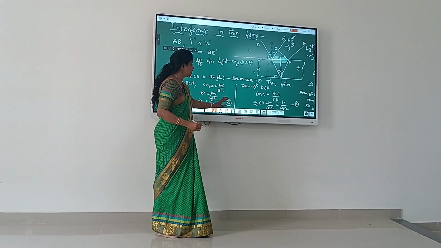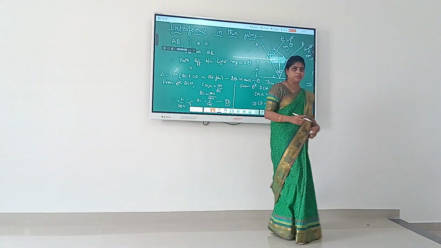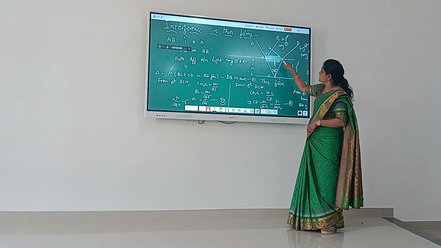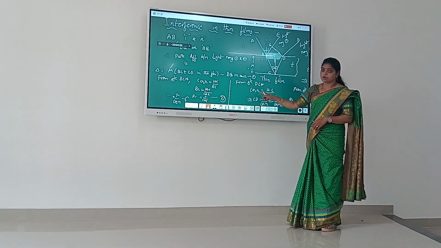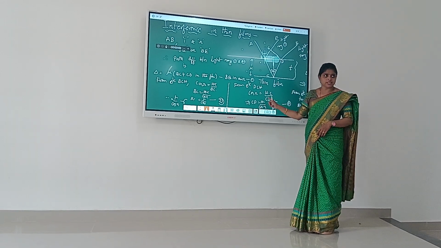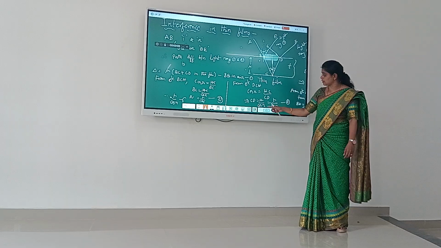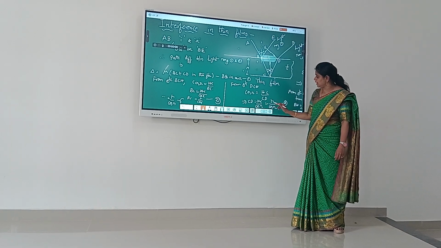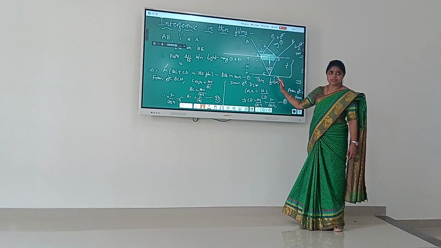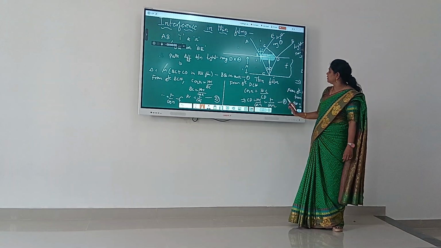So this is equation 2. Similarly, from triangle DCH, cos R equals HC by CD. So CD equals HC by cos R. The HC value is T, because T is the thickness. So CD equals T by cos R. So this is equation 3.